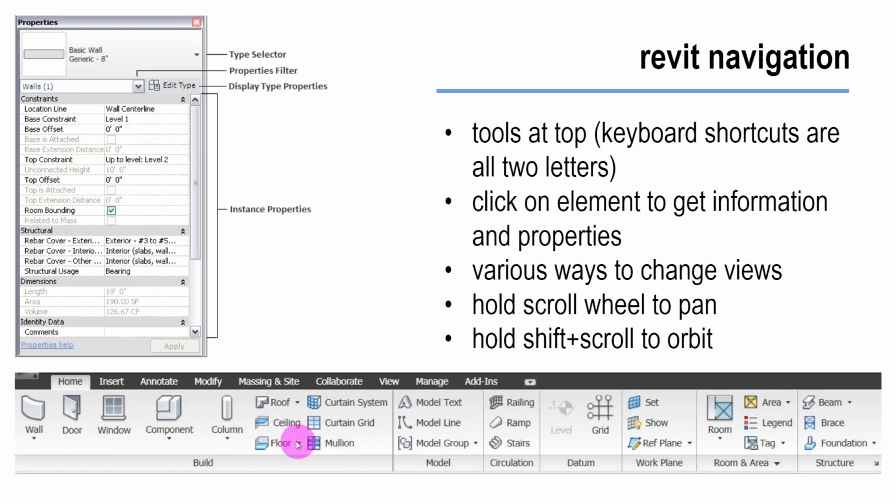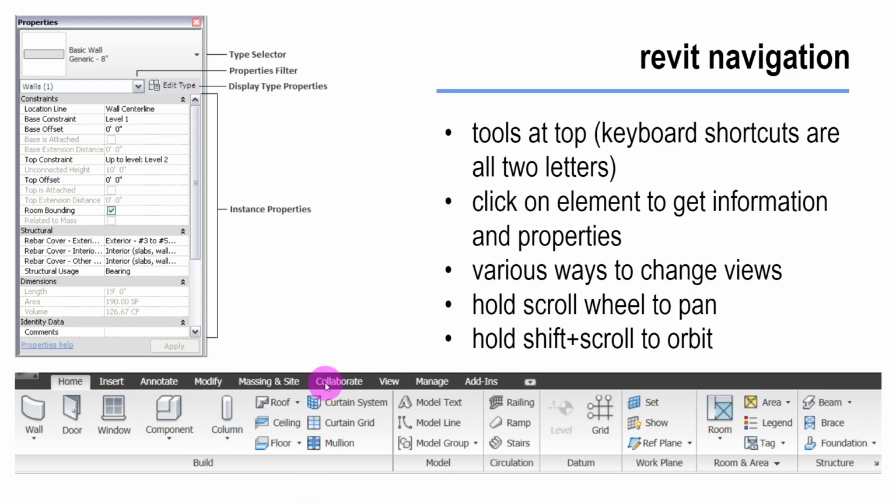Anytime you are unsure about a tool, if you hover over it in Revit, it'll give you a little preview of text of what exactly that tool does. And if you continue hovering over it, it'll even give you a little video demo of what exactly that tool does.